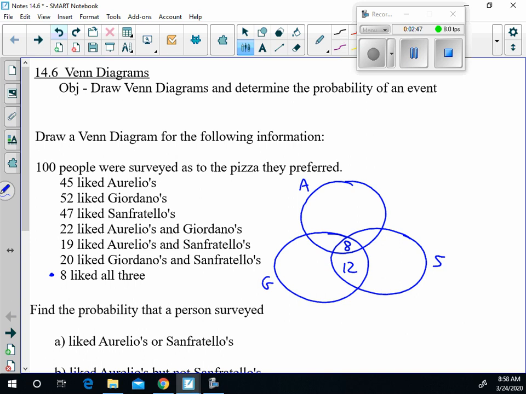Moving up another line, I need 19 who like Aurelio's and San Fratello's. Okay, so I'm talking about this one right here. Make sure I get that right this time. So Aurelio's and San Fratello's, and I need a total of 19, which would tell me then, by subtraction, that I have to put an 11 in that bubble. Next up, we've got our Aurelio's and Giordano's. We need 22 of them. I still see my 8, so that would have to give me a total of 14 to go there.